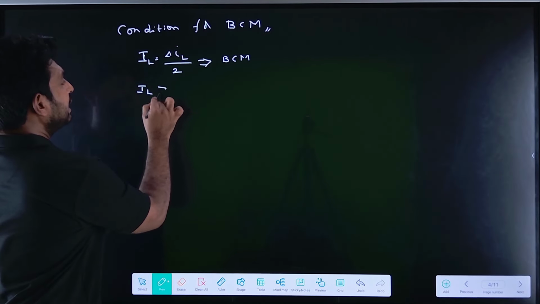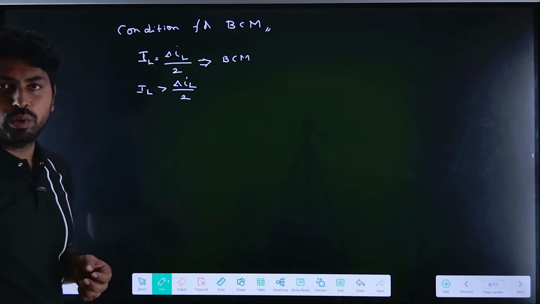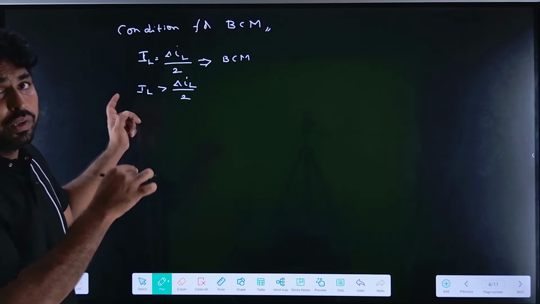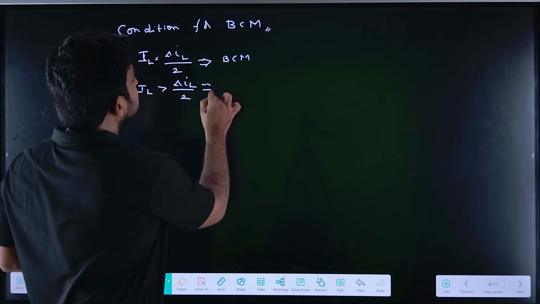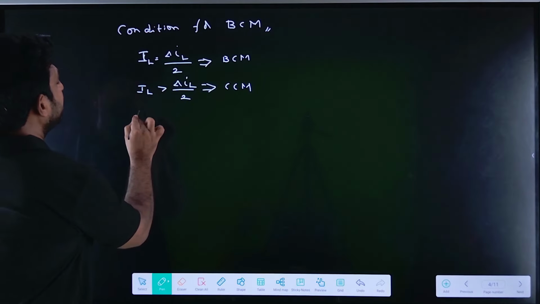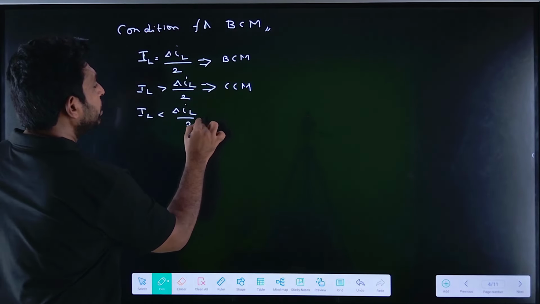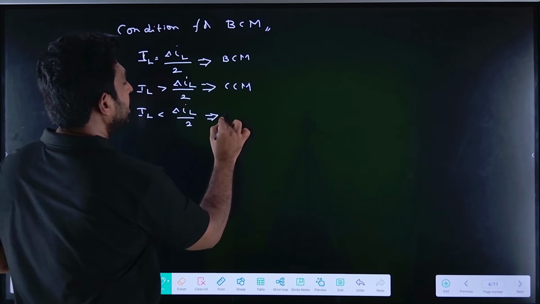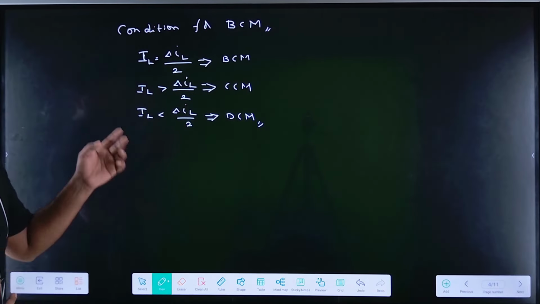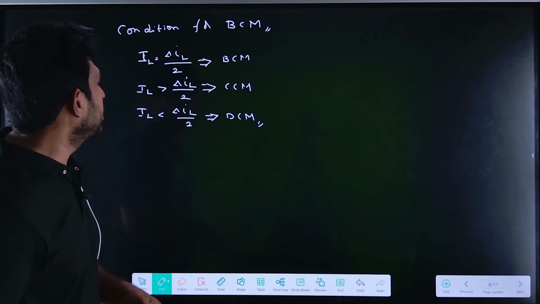If IL is greater than delta IL by 2, if I compare IL and delta IL by 2 and get the larger value for IL, it is called continuous conduction mode. If IL is less than delta IL by 2, it will operate in the discontinuous conduction mode. Right? If IL is less than delta IL by 2, I minimum is reduced, so it will be the discontinuous conduction mode.